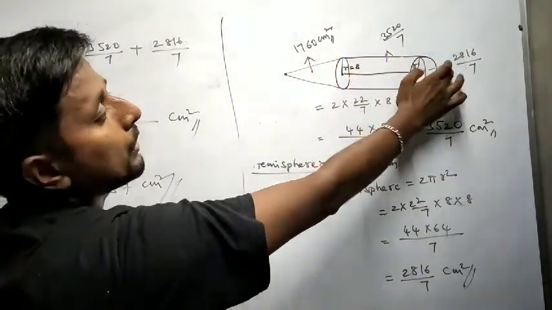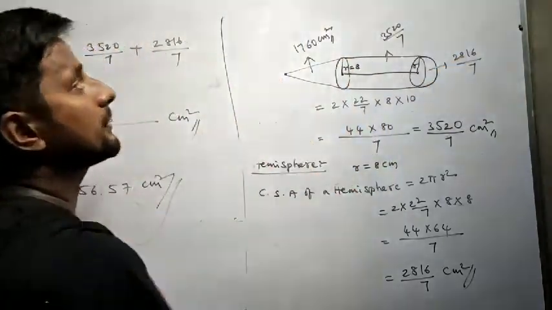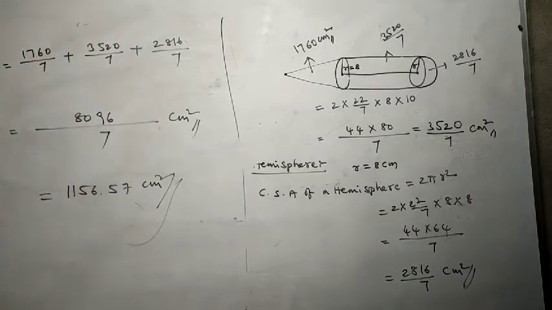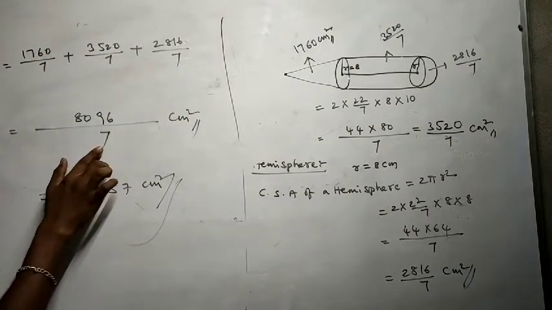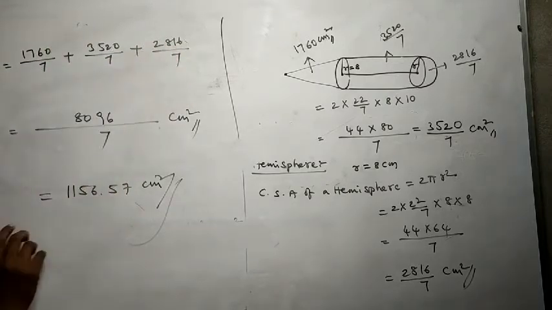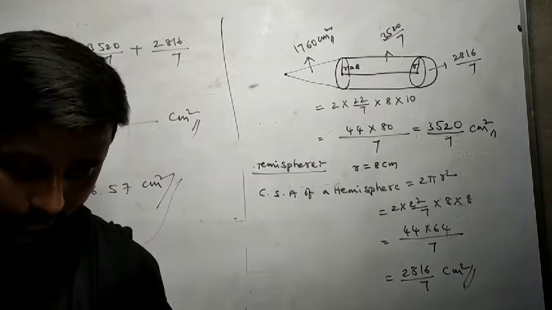And here I mentioned already individual cone CSA, cylinder CSA, hemisphere CSA. Therefore, the total CSA is equal to the sum of the three numbers. All are fractions, so I have written 7 as it is, and 8096 by 7 is the sum of the three numbers. If you convert into decimal form, that is 1156.57 centimeter square. So in this way we can solve the problems of complex figures. I hope you got it, right?